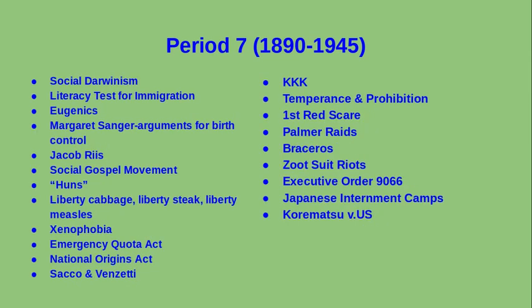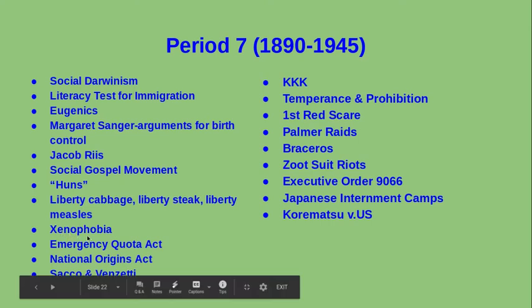Some terms for period 7. Social Darwinism. Remember that for survival of the fittest. It would be applied to different racial groups as well as a justification why later on maybe restrictions would be made against certain immigrant groups. Eugenics, Margaret Sanger, Jacob Riis. During World War I, the Germans were called Huns. Fear of foreigners, also called xenophobia.